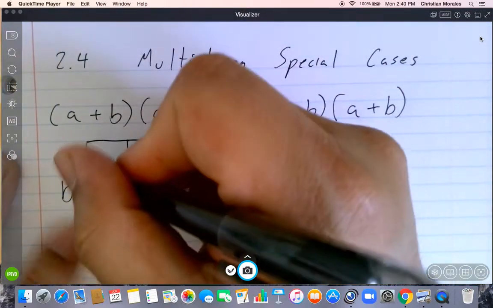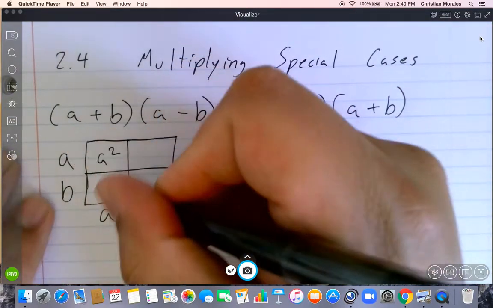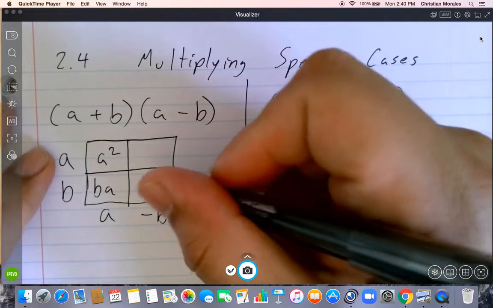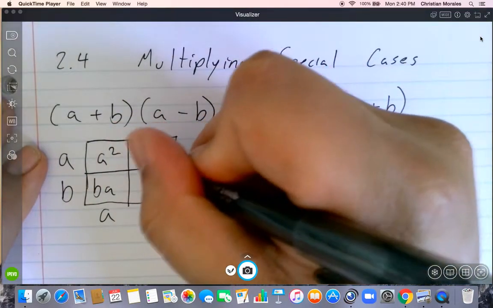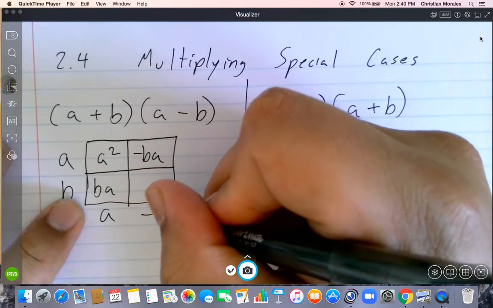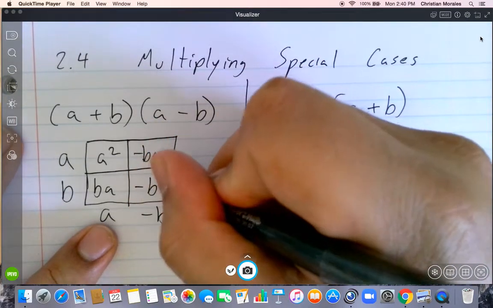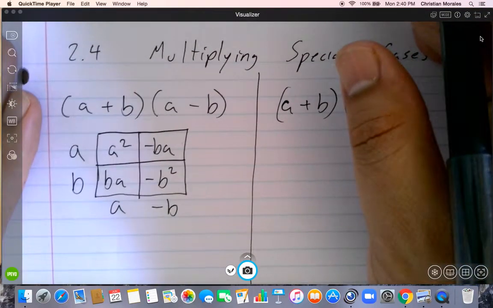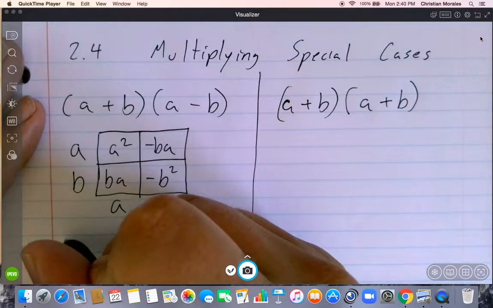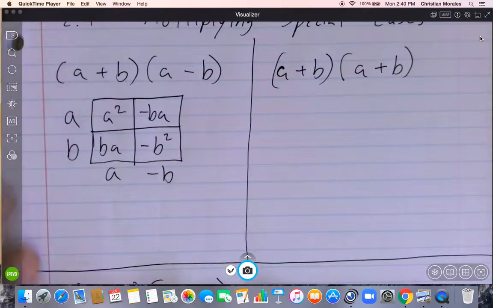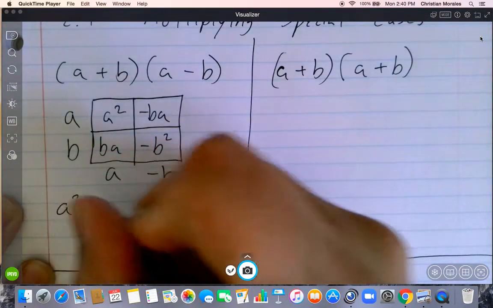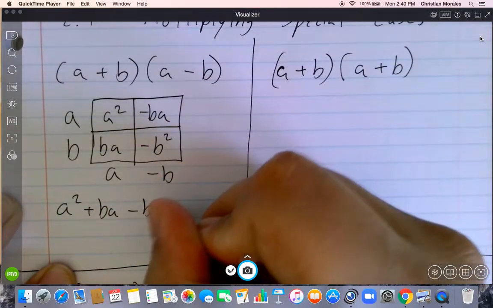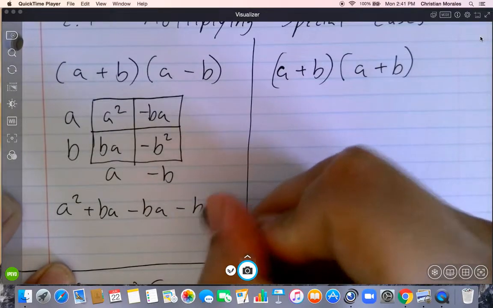You would get A times A is A squared, B times A is BA, A times negative B is negative BA, and B times negative B is negative B squared. If I write this all together, my answer would be A squared plus BA minus BA minus B squared.